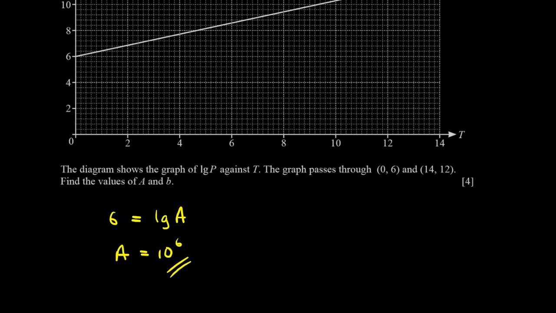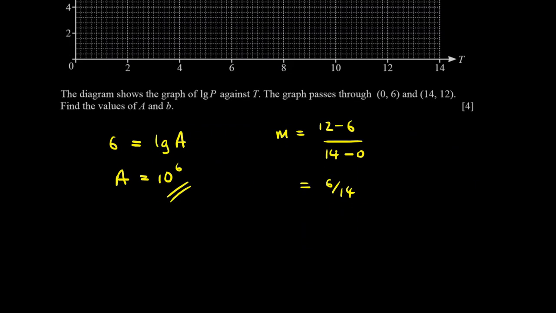Well, we need to find the gradient of this graph, right? So why don't we just do that? M is going to equal y2 minus y1, so that's 12 minus 6, over x2 minus x1, so that's 14 minus 0. We end up there with 6 upon 14, which is 3 upon 7. There we get 3 upon 7.